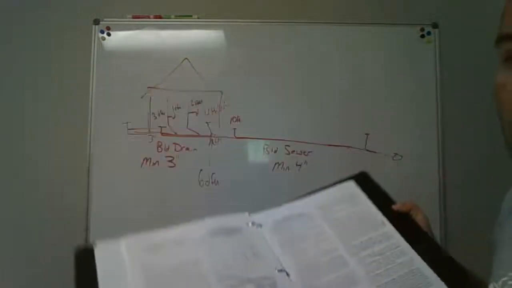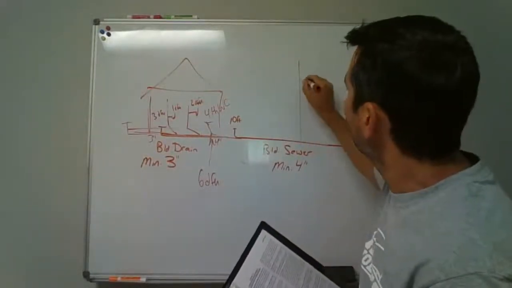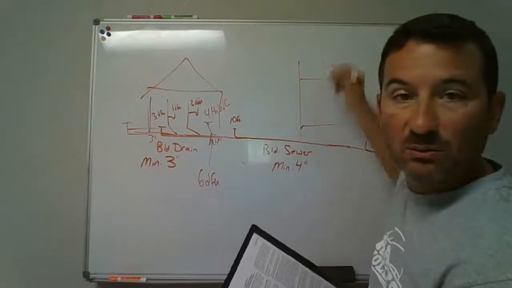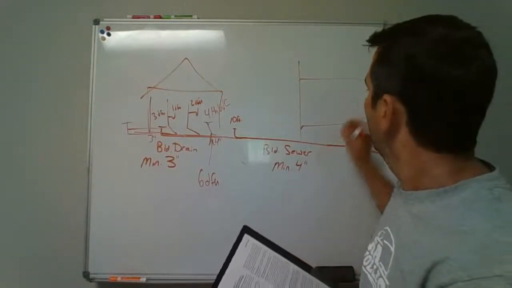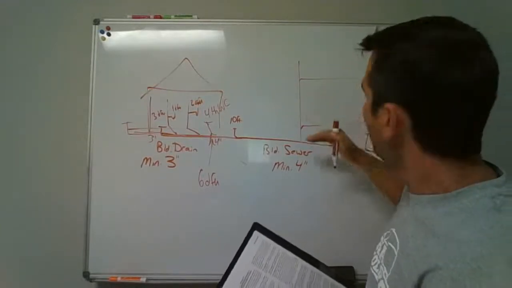If you say, well, what's a branch interval? If you're wondering where you can go to find the answer, Chapter 2 under definitions will give you branch interval. Basically a branch interval is about every floor level that has plumbing on it, with a minimum of 8 feet in between.